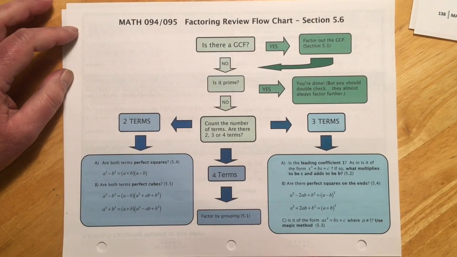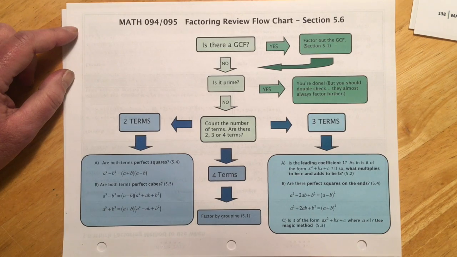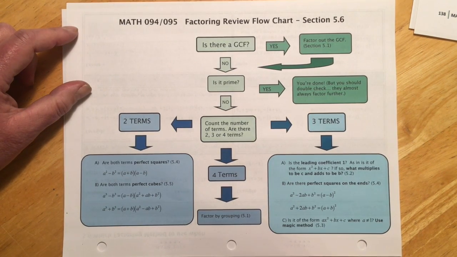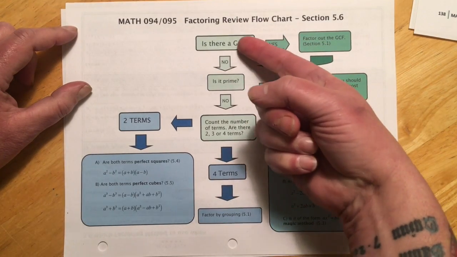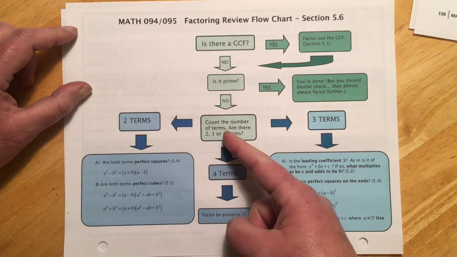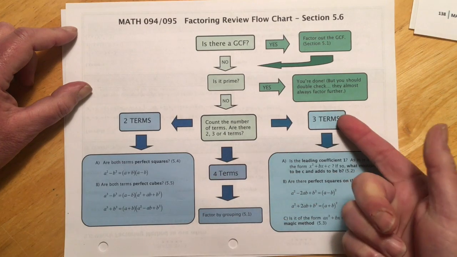Hey guys, so in this video we're looking at factoring trinomials where the leading coefficient isn't 1. I prefer the magic method for factoring these. There are other ways to do it; this is just one version. In terms of our flow chart, we're still looking for a GCF first, and then when we count the number of terms for this style, there's going to be 3.